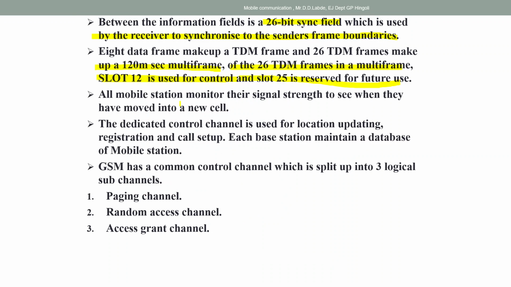All mobile stations monitor their signal strength to see when they have moved into a new cell. The dedicated control channel is used for location updating, registration and call setup. Each base station maintains a database of mobile stations. The GSM has a common control channel which is split up into 3 logical channels: paging channel, random access channel and access grant channel.